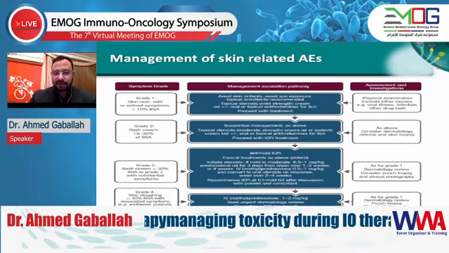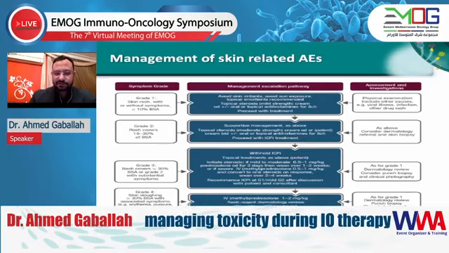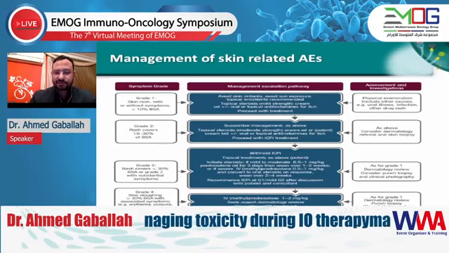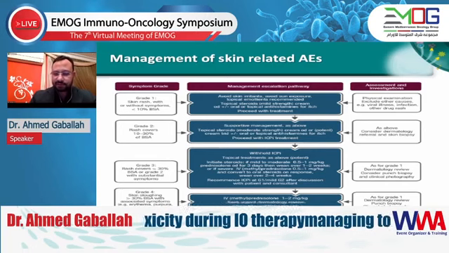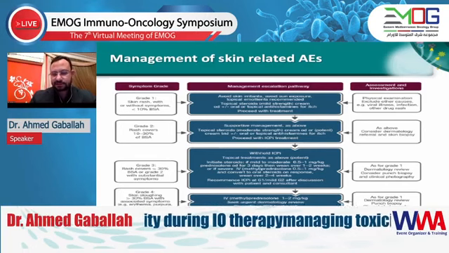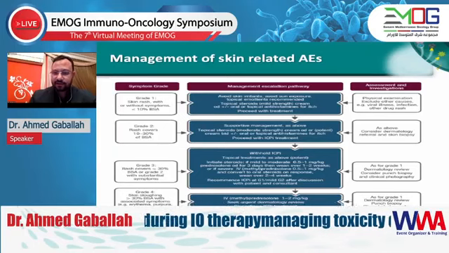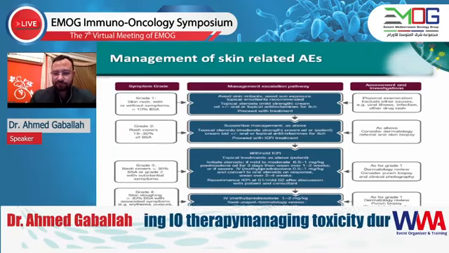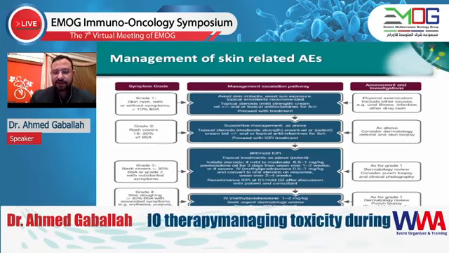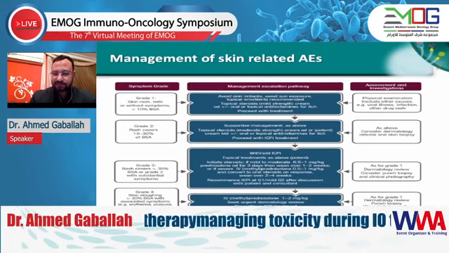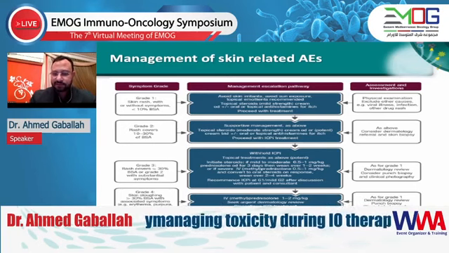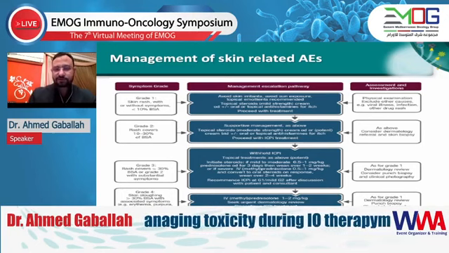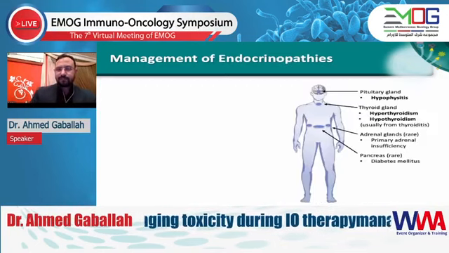For grade 4 toxicities, which means that we have more than 30% involvement and other associated symptoms like purpura, detachment, or skin discoloration, we should take a punch biopsy. We should have dermatology review, and we should start IV steroids immediately at a higher dose of 1 to 2 milligram per kg. And we should not go back to the immunotherapy.